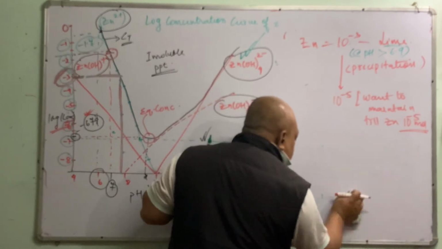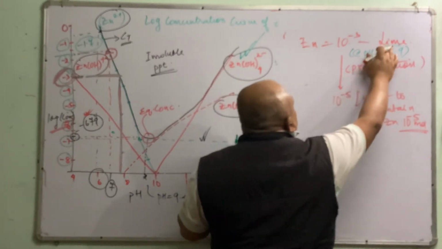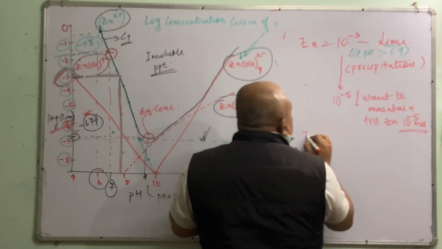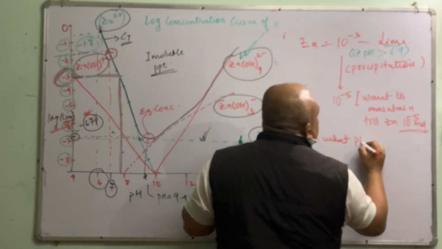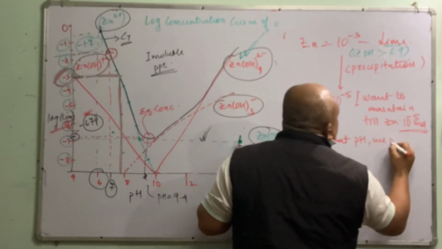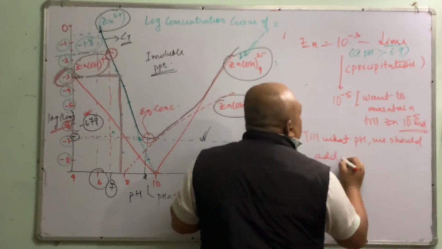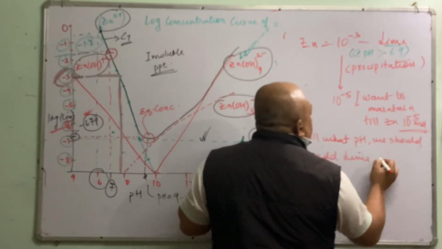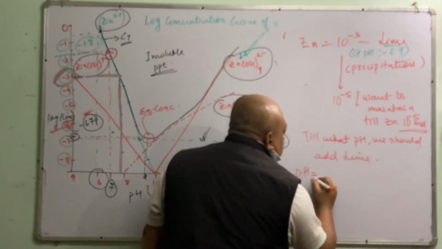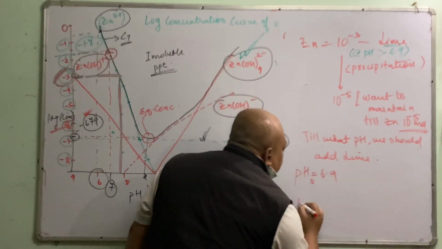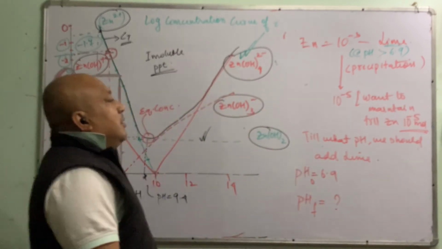Then what you have to do is, you keep on adding lime. So the question is, till what pH should we add lime, right? So the initial pH was 6.9. What should be the final pH? This is the question, correct?